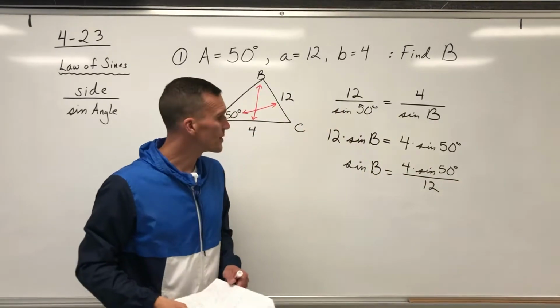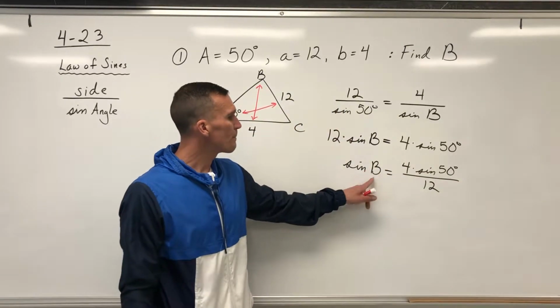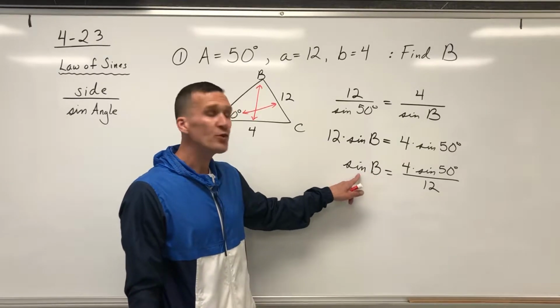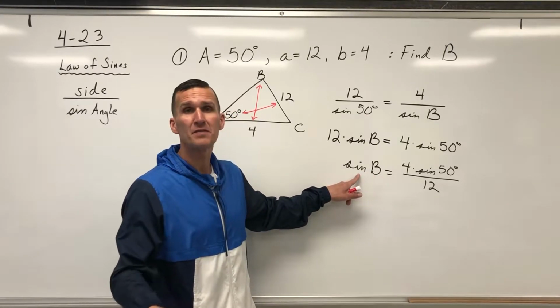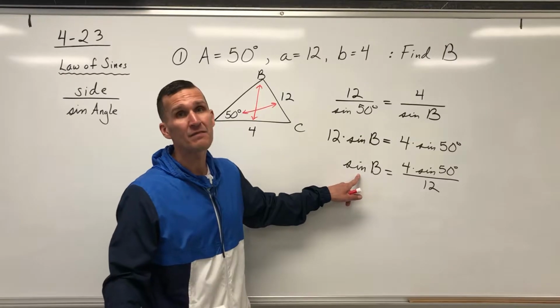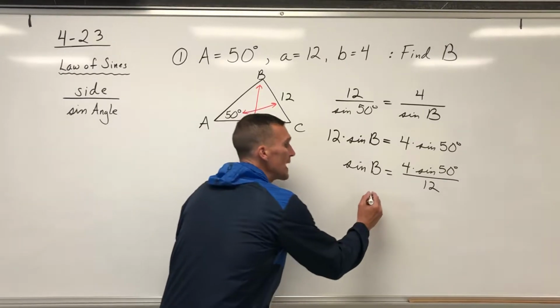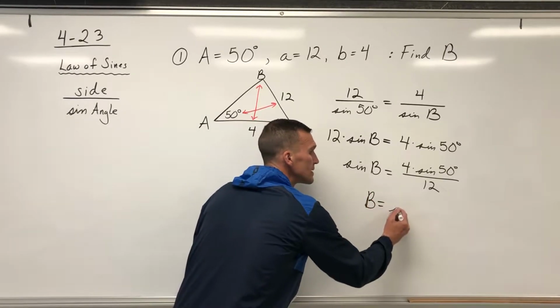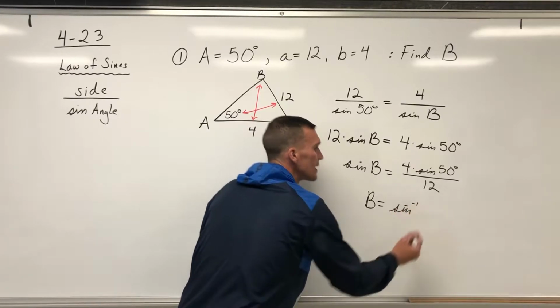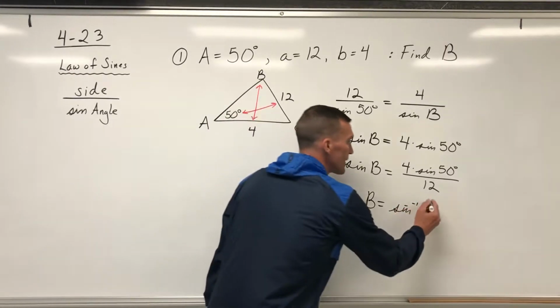And here's where it gets a little bit tricky for kids. They need to be able to get B by itself, but remember, how do you get rid of a trig function and leave the variable there? It's inverse sine. So the answer to B is inverse sine of that right side.